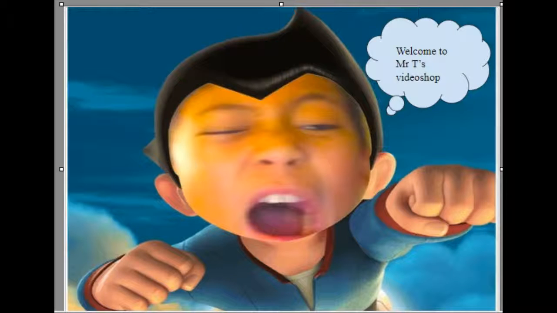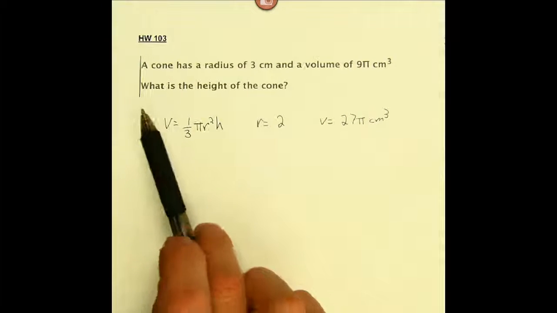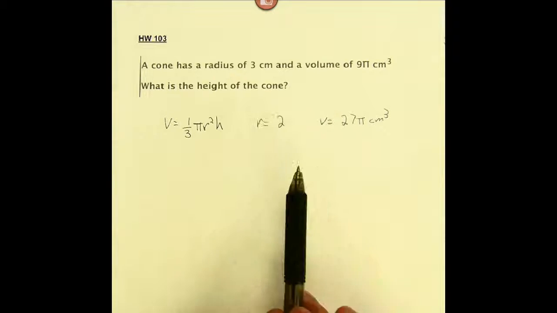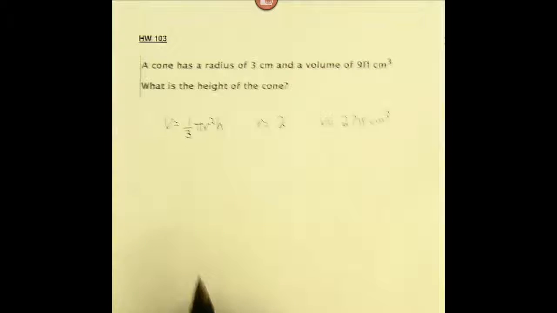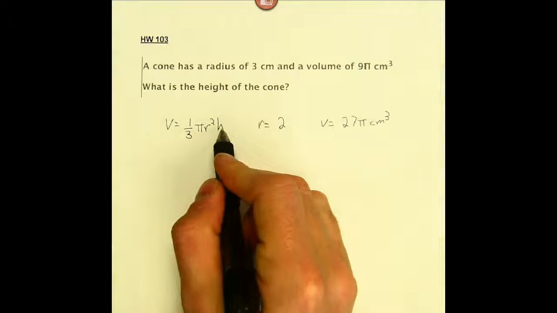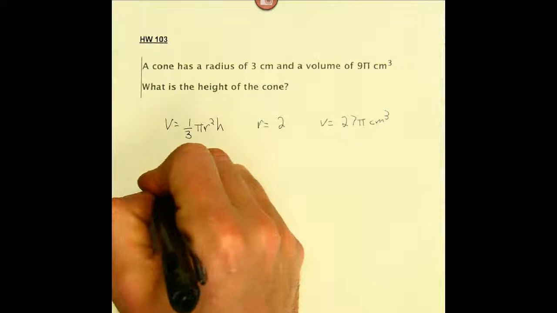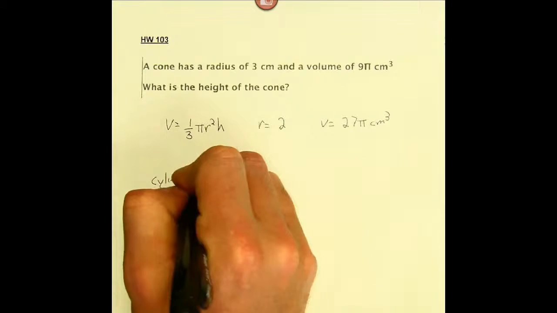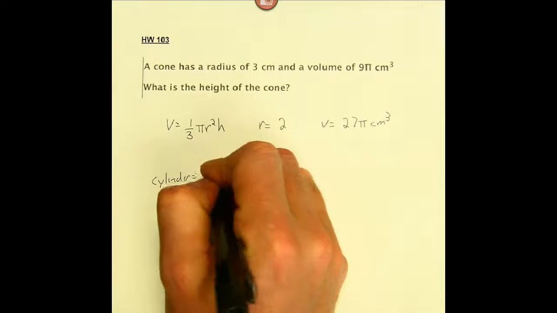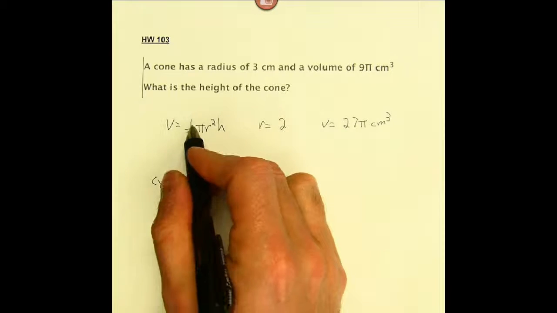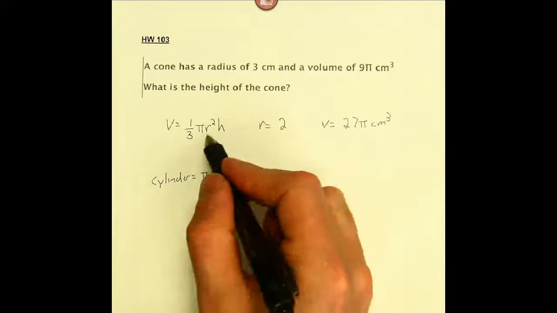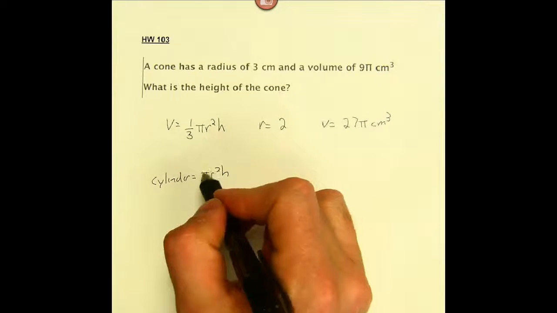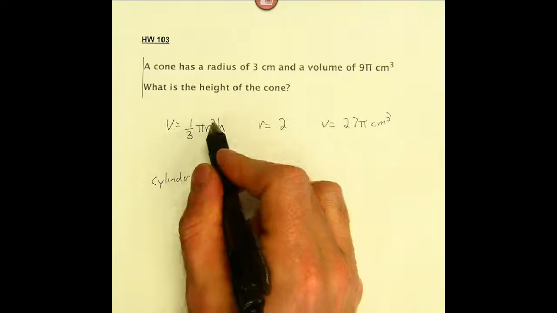Workshop. Homework 103. Now we're doing cone. It's the third one. All right, now something about cone. If you notice, pi r squared times h, that's for a cylinder. Cylinder's volume is pi r squared times h. And then a cone is 1/3. So a cone, if they have the same radius and height as a cylinder, it's 1/3 of it.